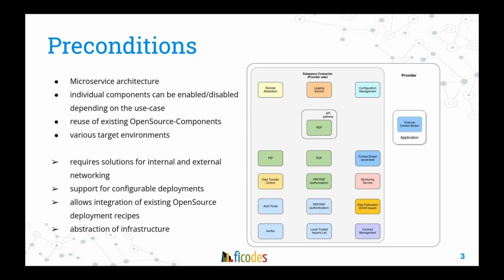Now, what requirements does this give to our deployment recipes? Obviously, we need some solutions for the internal and external networking. In every microservice architecture, you have the problem to solve on how the services can find each other and how they can address each other in a standardized fashion. This is what I would call internal networking. We also obviously need some external access to our data space connector, because if, let's say, a data provider wants to offer its services, somebody has to have the ability to reach it through the public internet. So we also need to support that.